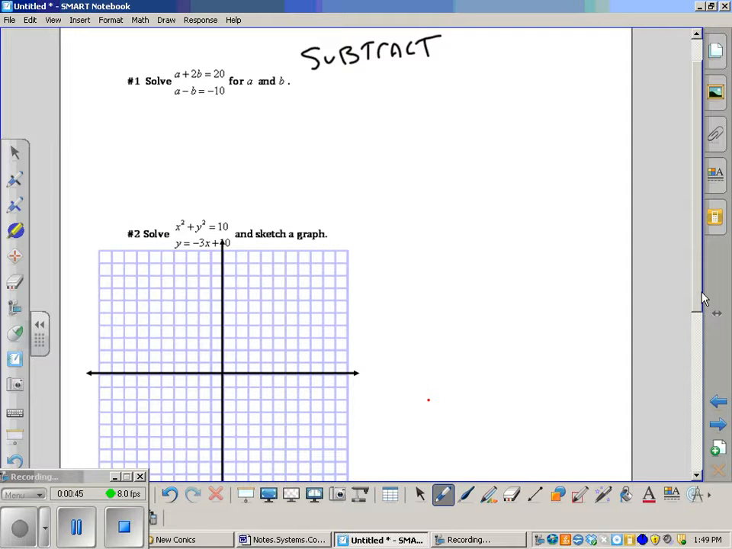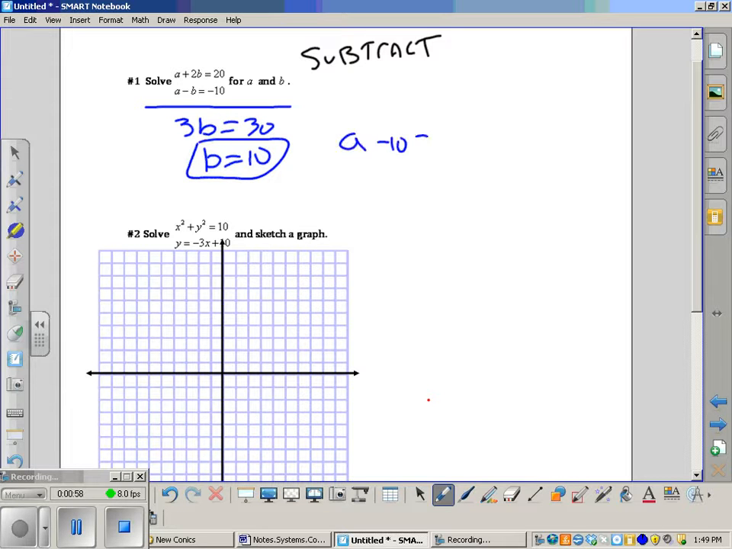The first one, we're going to subtract the two equations. This is just a review. This should be an easy problem. So we get b is equal to 10. So we get a is 0, b is 10.